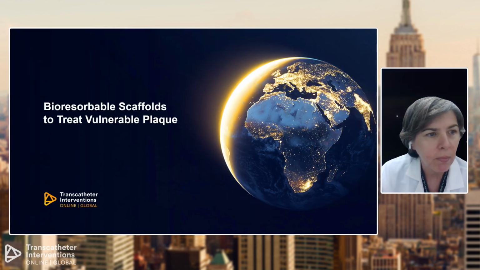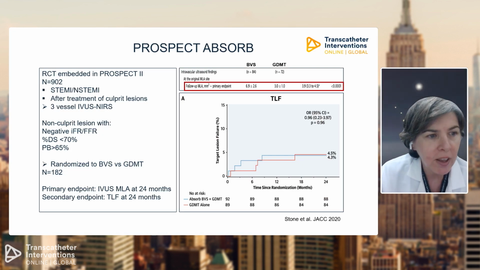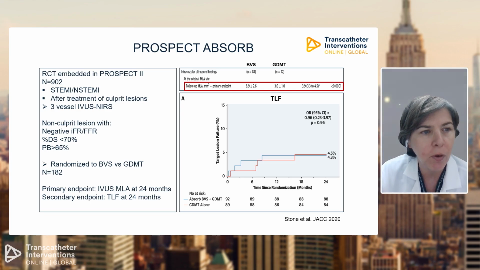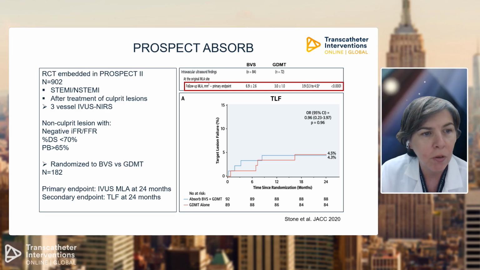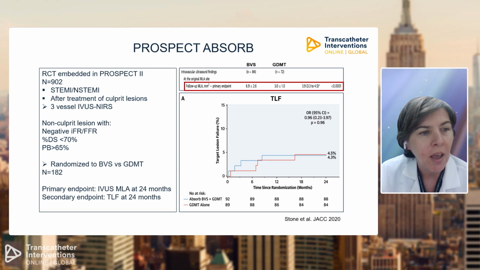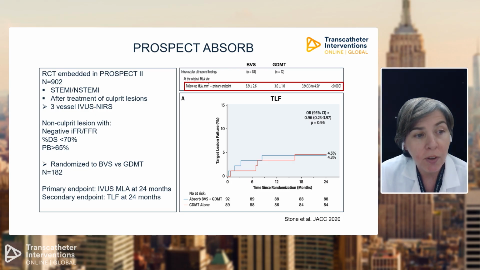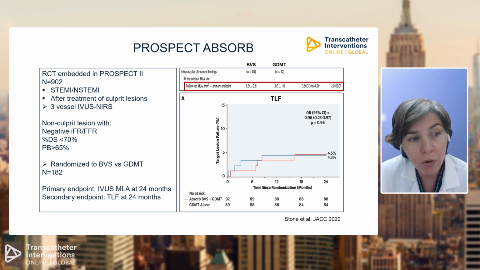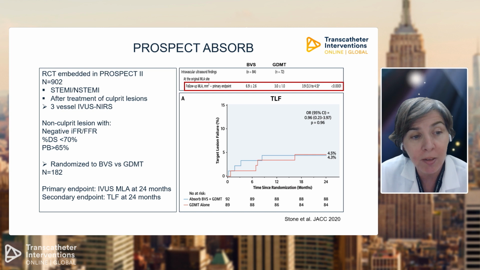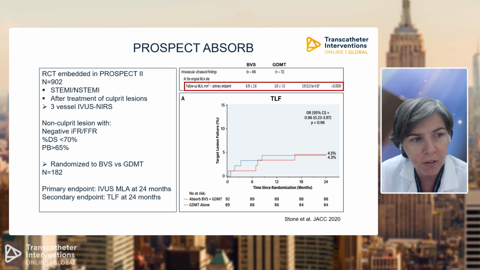So just to finish, do we have any data for BVS for vulnerable plaque? So this was the RCT that was embedded in Prospect 2. Just to remind you, Prospect 2, 900 patients, STEMIs and NSTEMIs. After you treated the culprit lesion, three-vessel IVUS NIRS was performed. Non-culprit lesions were identified that had negative IFR or FFR, a percent diameter stenosis less than 70 and a plaque burden over 65, and then were randomized to BVS or medical therapy for these lesions.